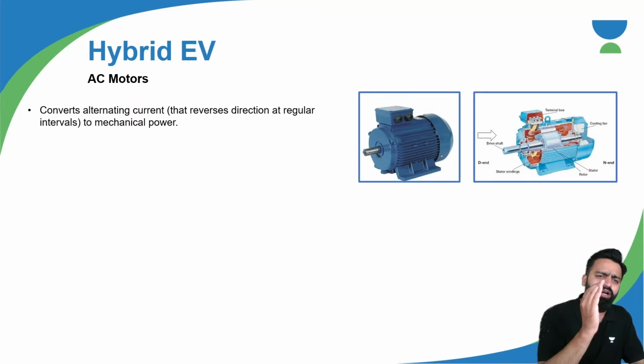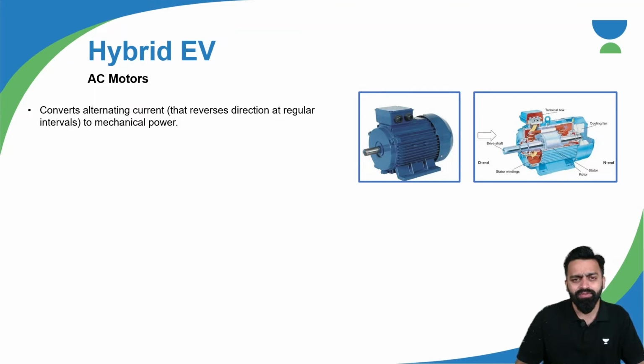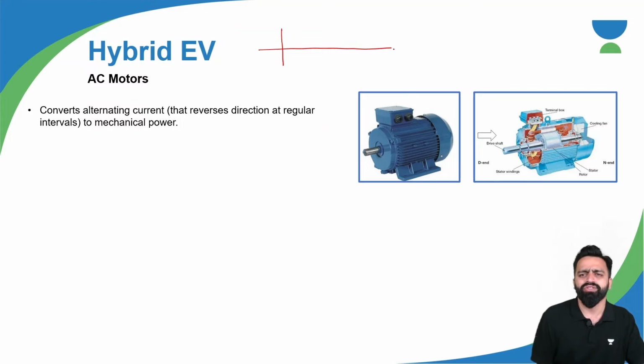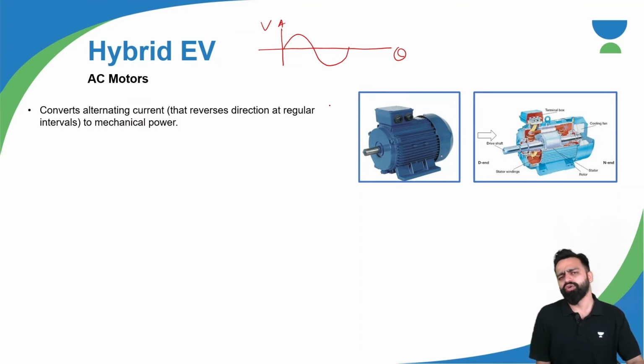An AC motor converts alternating current, which reverses direction at regular intervals, into mechanical power. Here we are considering a sinusoidal current. This is the x-axis on which we consider theta, and on the y-axis we consider voltage, so a sinusoidal voltage waveform will look like this. This is a single phase sinusoidal voltage waveform. If it is a three-phase sinusoidal voltage waveform, there will be three waveforms displaced by 120 degrees with respect to each other.